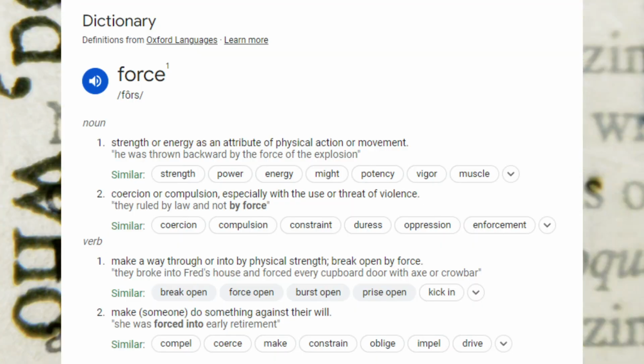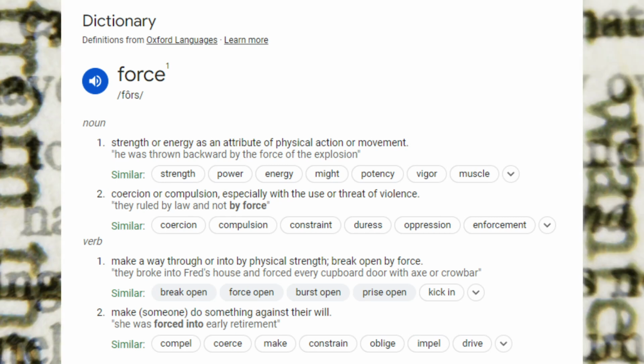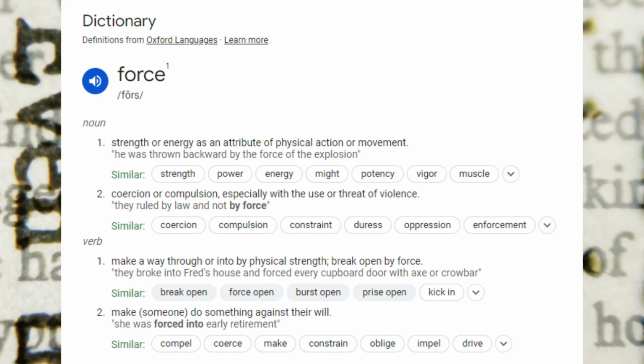A technical definition is more detailed and field-specific than a dictionary definition. For example, force is defined in physics with precise measurements and formulas, right, in relation to Newton's laws, and contextual applications for professionals in engineering, scientific research, people who use physics. But the dictionary definition says strength or energy, an attribute of physical action or movement, or makes someone do something against their will. Very different, both correct definitions.